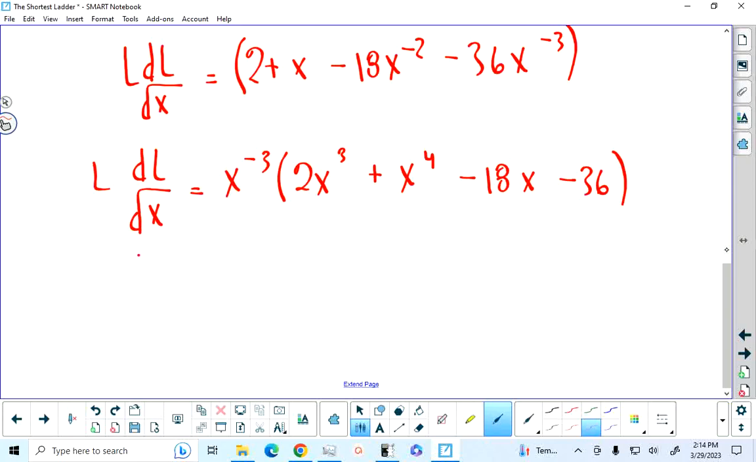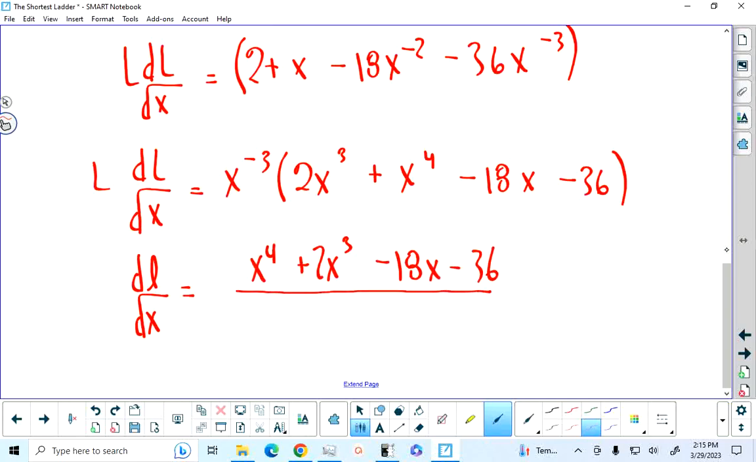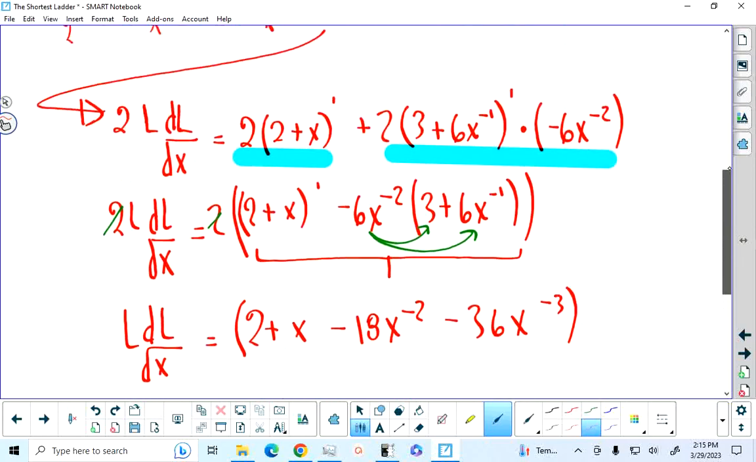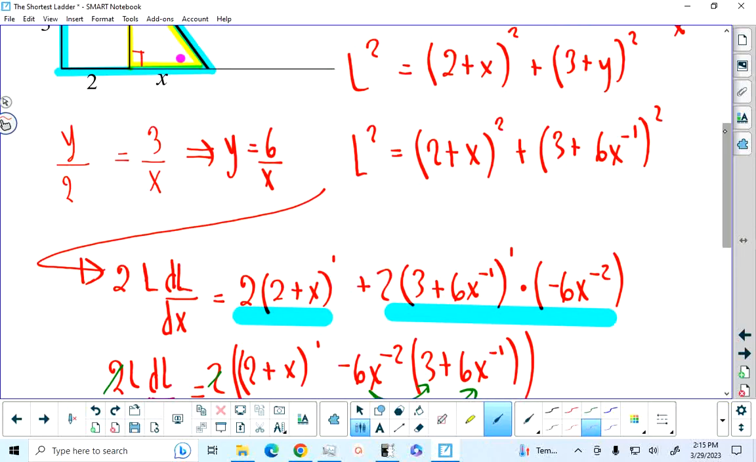So rearranging now for dl dx, I get on the top x to the 4 plus 2x cubed minus 18x minus 36. And then on the bottom I have x to the 3, and part of me wants to just write L, but what I'm going to put in for L is going to be the square root of this.